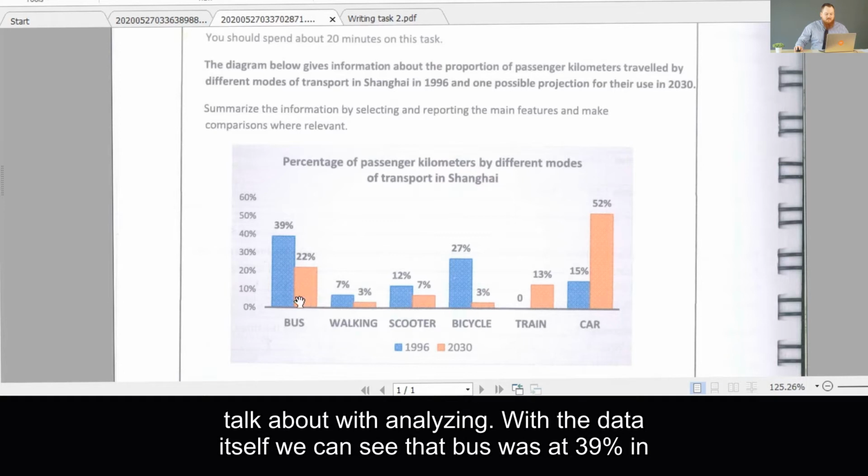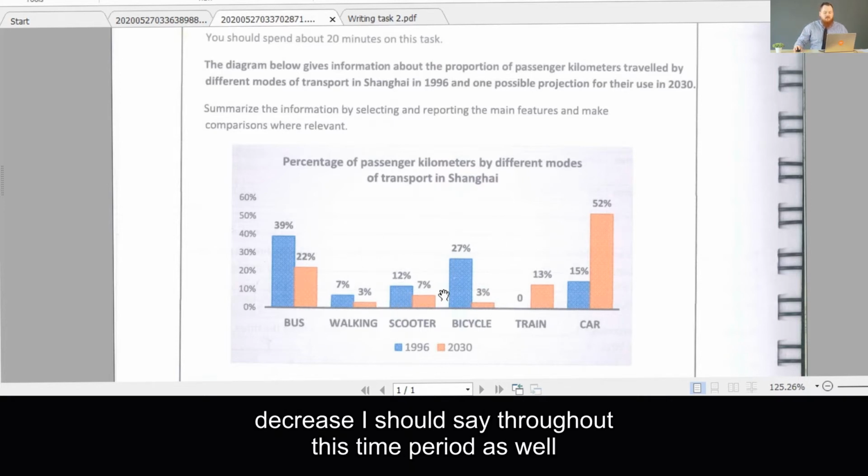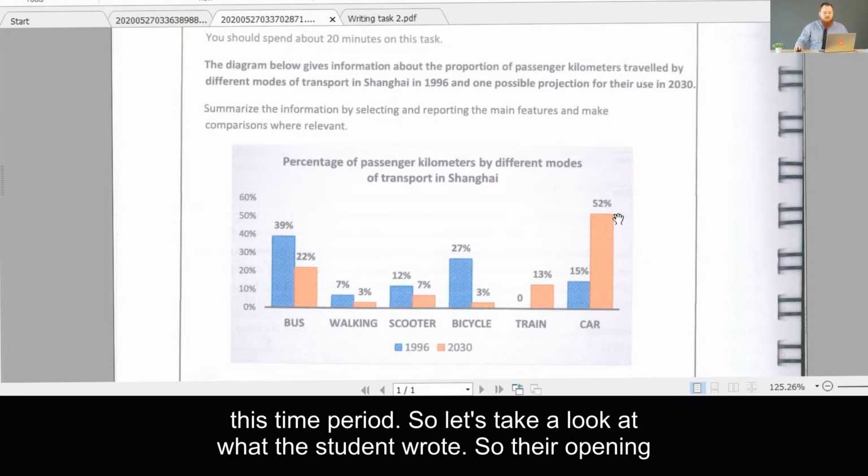With the data itself, we can see that bus was at 39% in 1996, 22% in 2030. Walking, scooter, and bicycle all decreased or are expected to decrease, I should say, throughout this time period as well, whereas trains and cars rose or will be expected to rise during this time period. So let's take a look at what the student wrote.